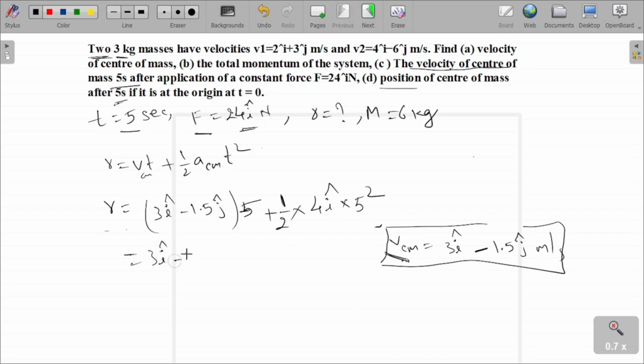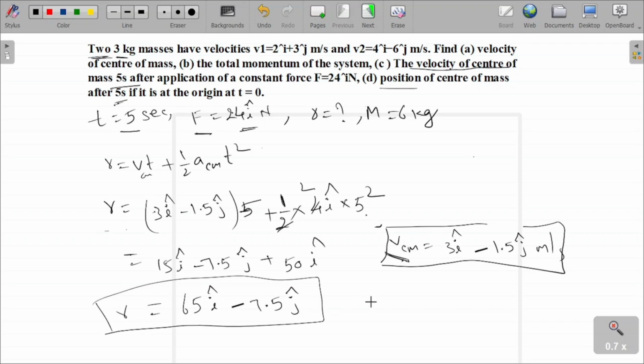So it is 3 I cap minus 1.5 j cap. So we'll multiply now. So 5 3s are 15 I cap minus 5 1.5 is 7.5 j cap, plus 2 ones are 2, so 2 I cap into 25, 25 twos are 50. So 50 I cap. So it is 50 plus 15, 65 I cap minus 7.5 j cap. So this is the position. That means this can be written in terms of coordinates as x comma y equal to 65 along the x-axis, minus 7.5 meters along the y-axis. Okay, clear? Understand?